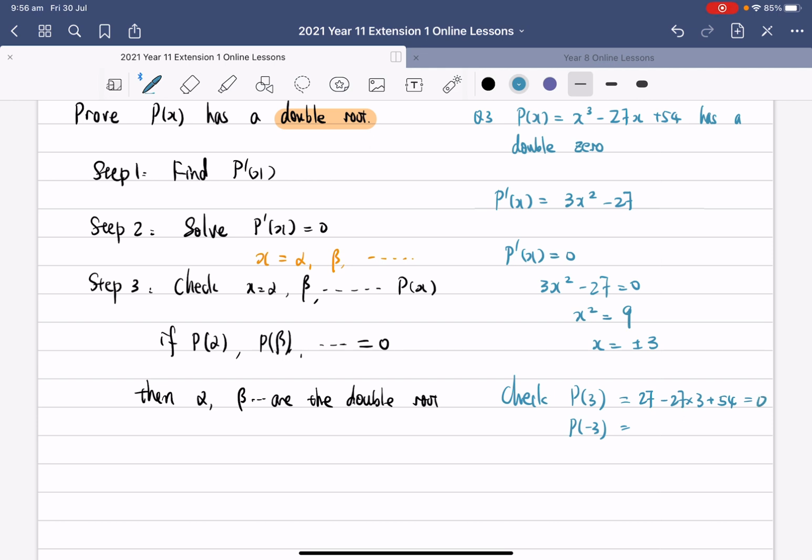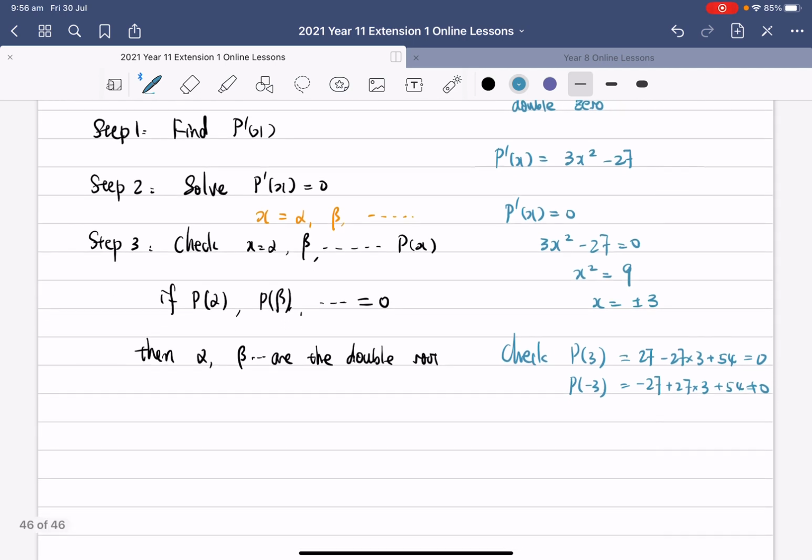Okay, so that is equal to 0. Good, that's promising. That actually tells us x equal to 3 is a double root. Let's check the next one. It's negative 27 plus 27 times 3 plus 54. So clearly this is not equal to 0. Now you can make a conclusion: therefore x equal to 3 is a double root. That means alpha and beta are both equal to 3.